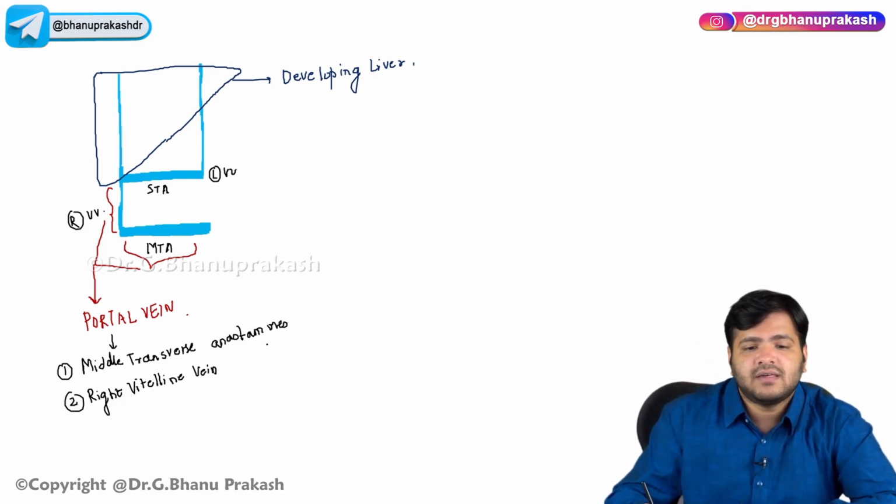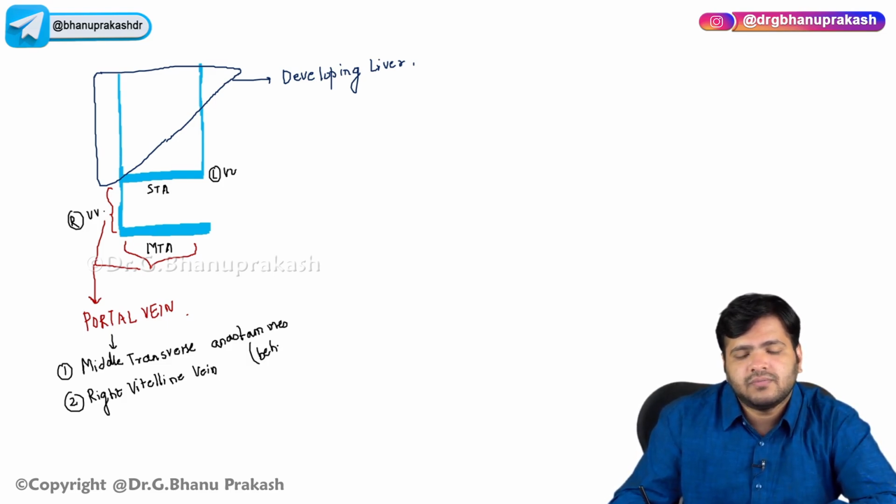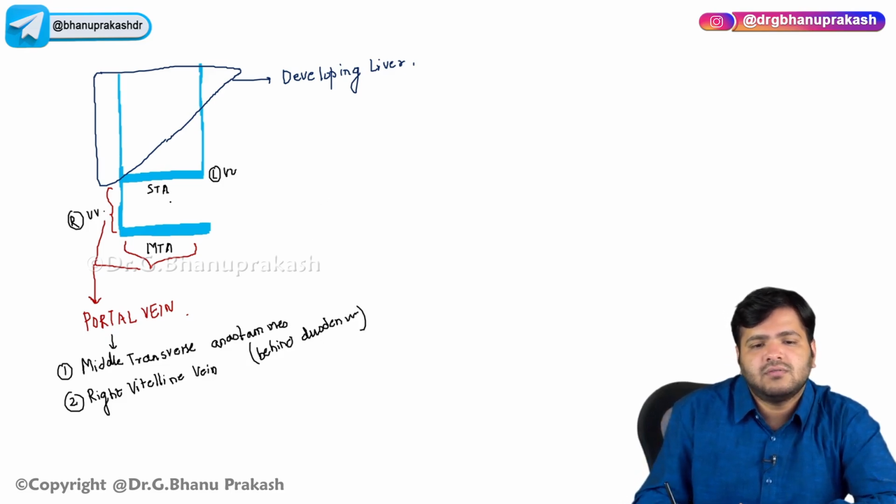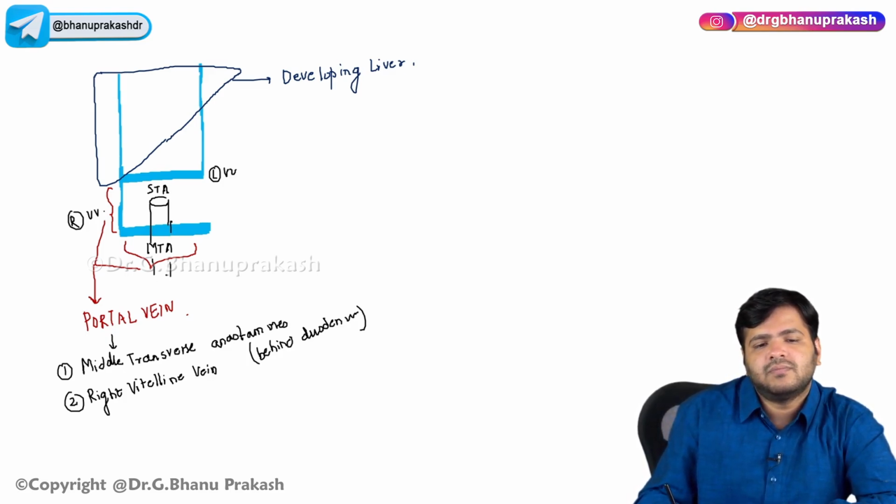Now the middle transverse anastomosis is behind the duodenum. Okay, you already know it is behind the duodenum. I have not drawn it, but you can just mention it over here also. Let us suppose this is the duodenum, okay, and it is just behind this duodenum. This is the developing duodenum.